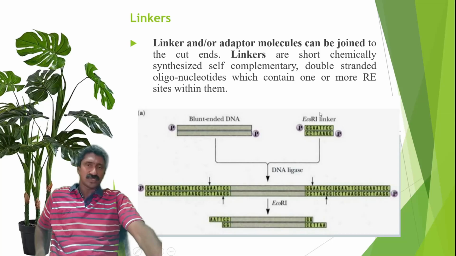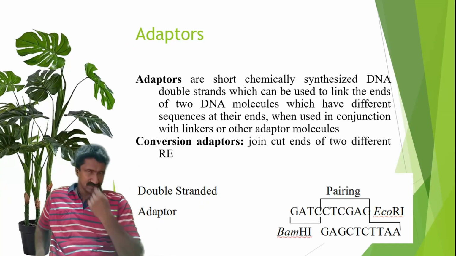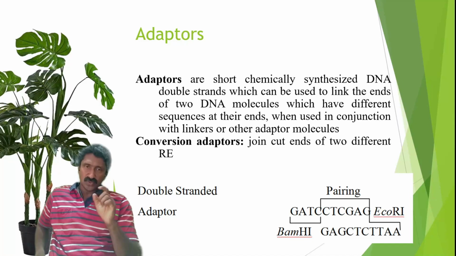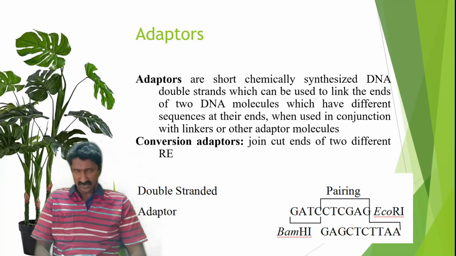So these linker molecules are chemically synthesized short sequences with one or more restriction sites, and they can be attached to the target DNA, and subsequent cleavage will result in the production of the DNA fragment with the concerned restriction site attached at both ends of the desired DNA fragment. So these molecules are known as linkers. Okay. Then there are adapters. Adapters are short, chemically synthesized, double-stranded DNA strands which can be used to link the ends of two DNA molecules which have different sequences at their ends.